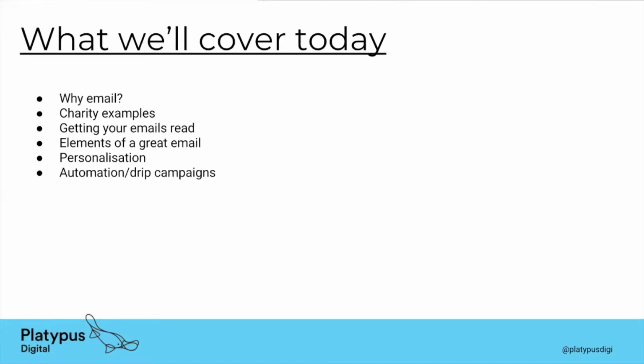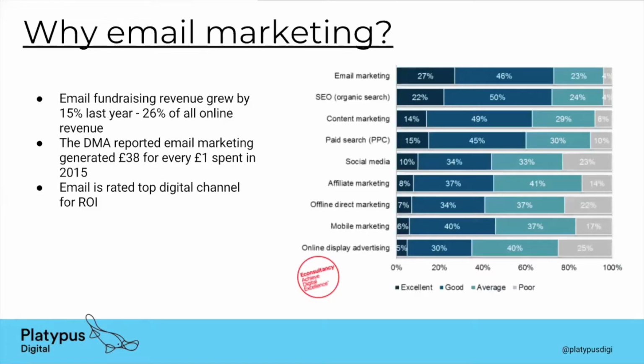So what we're going to cover today: why email marketing, a few charity examples, how to get your emails read, the elements of a great email, personalization and how big an impact it can have on open rates and click rates, as well as automation, also known as drip campaigns, where you send a series of emails that are triggered by automatic events. So we're going to talk about each of those things today.